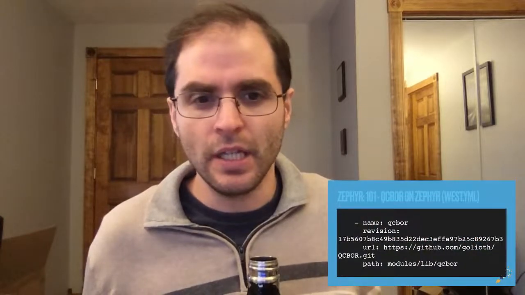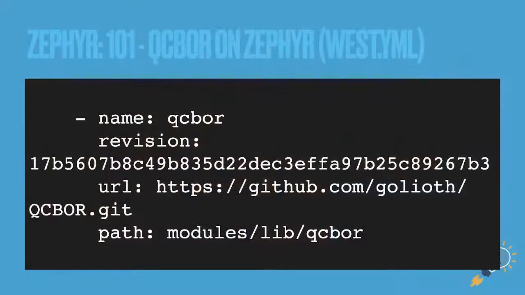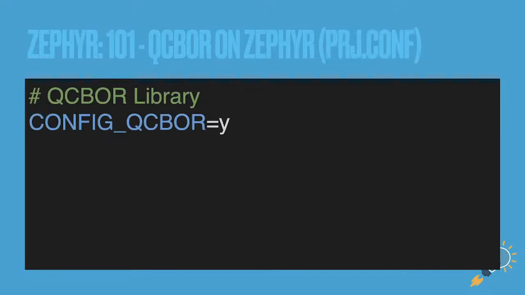If you look here, this would be the entry in the west.yaml file. So let me just put that back. You might be able to get away with a different revision name or just the name of the branch, but they put that specific hash for some reason. Yeah, it's just pulling it in, and that just becomes another dependency in your project. Again, once that's pulled in through your west YAML, you can see that all you have to do is just configure QCBOR and set it to Y.